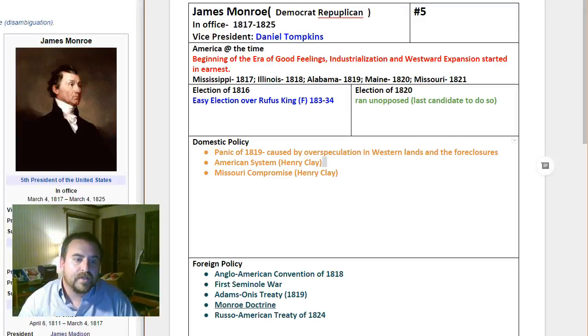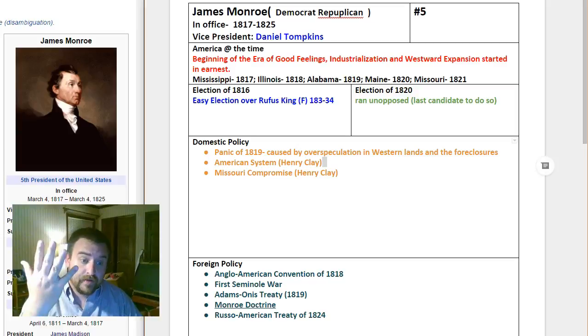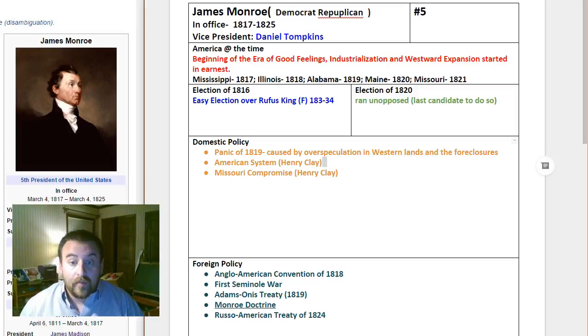Alright, so here goes the president guide for James Monroe, our fifth president. Again, Secretary of State, former Secretary of State. Again, the fourth now president from Virginia. Alright, so we've got a couple trends going on early on in our country. Virginia has got the clout. They've got power to spare.